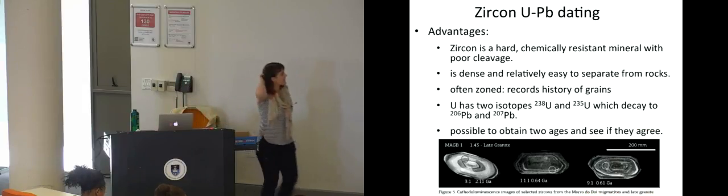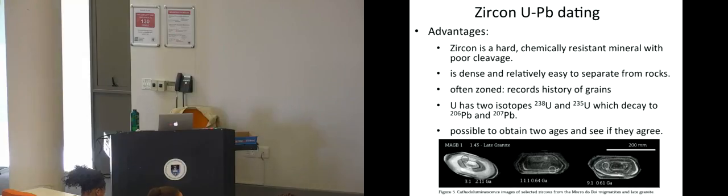So, this is repeating what I was just saying. The advantages of using zircon is that zircon is a hard, chemically resistant mineral with a poor cleavage. So that means that it doesn't break open very easily. It's dense and relatively easy to separate out from rocks. So we can collect rocks in the field, crush them, and pick out the little zircons. They're often zoned, so you can actually look at the history of the grains if they've been melted and cooled repeatedly.